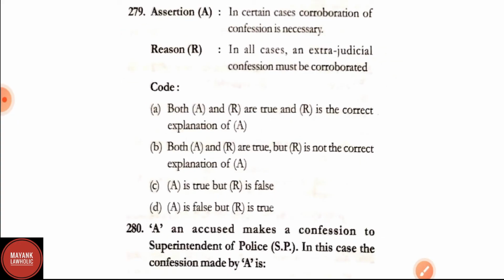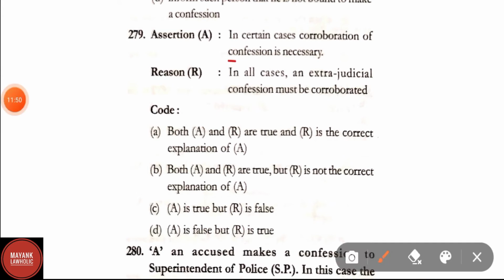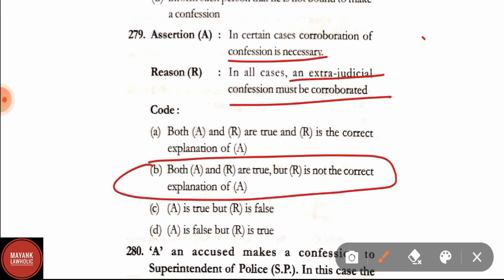Question number 279. Assertion: In certain cases, corroboration of confession is necessary. Reason: In all cases, an extrajudicial confession must be corroborated. Here the correct answer is option B. Both A and R are true, but R is not the correct explanation of A.